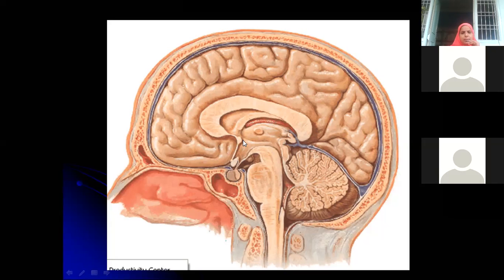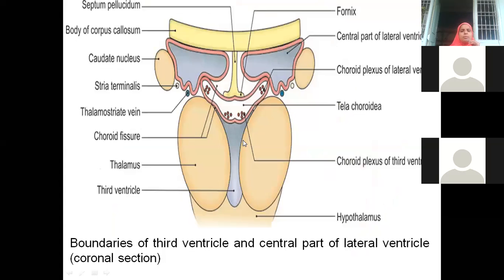Now let us see the relations. It's very easy, not so tough now, because you have understood. This is one lateral ventricle. This is one more lateral ventricle. We are now talking about the central part. This section has been taken, and we have anterior, posterior, central, and inferior horns. So this is actually involving the central part. In this central part, we should know all the boundaries.